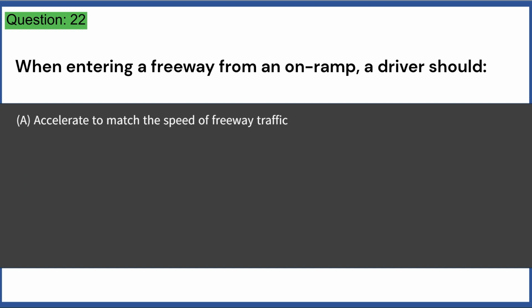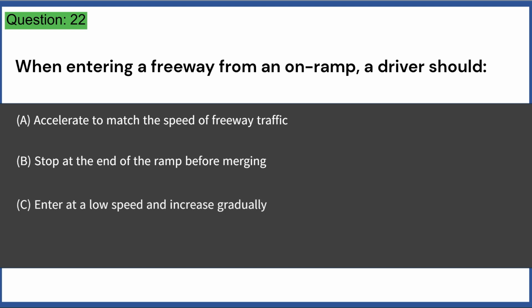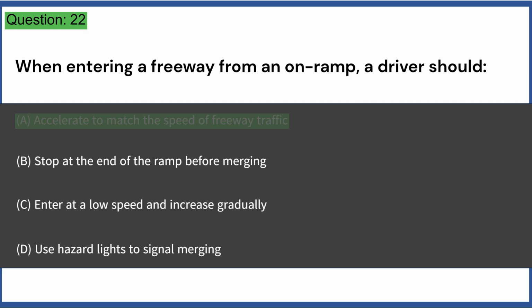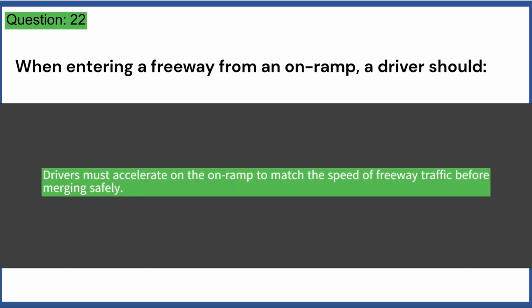When entering a freeway from an on-ramp, a driver should: A. Accelerate to match the speed of freeway traffic. B. Stop at the end of the ramp before merging. C. Enter at a low speed and increase gradually. D. Use hazard lights to signal merging. Answer: A. Drivers must accelerate on the on-ramp to match the speed of freeway traffic before merging safely.